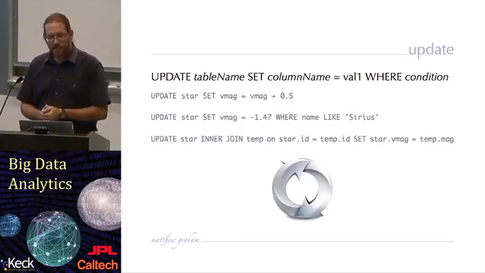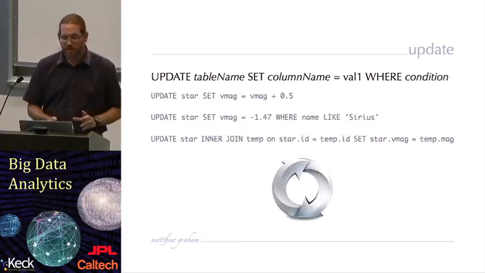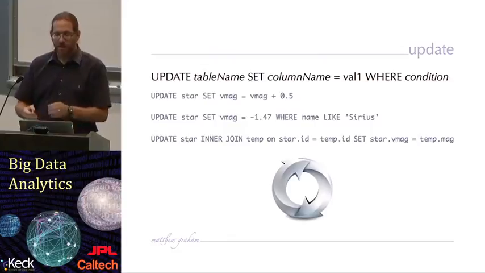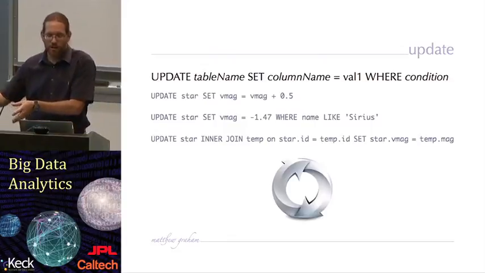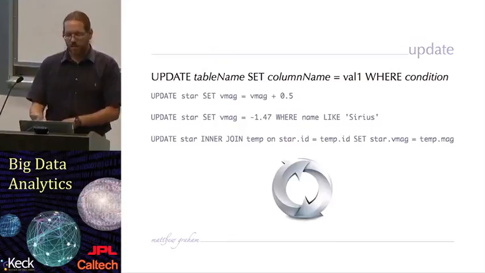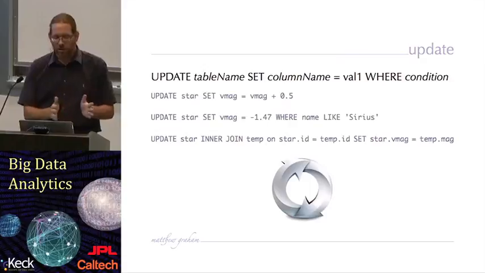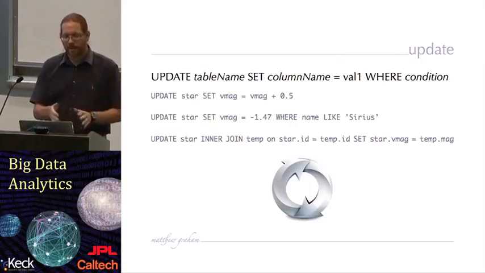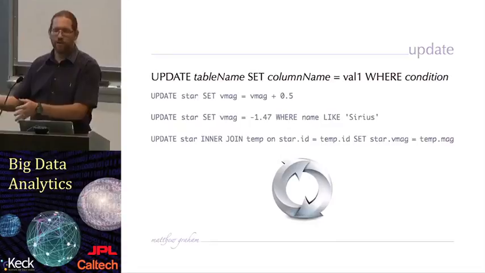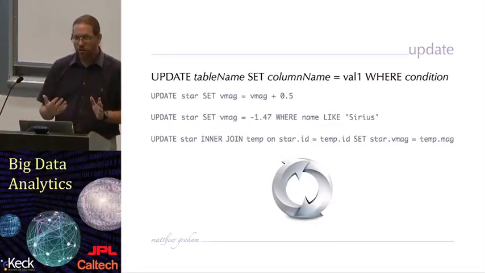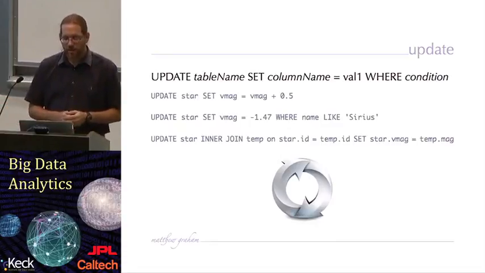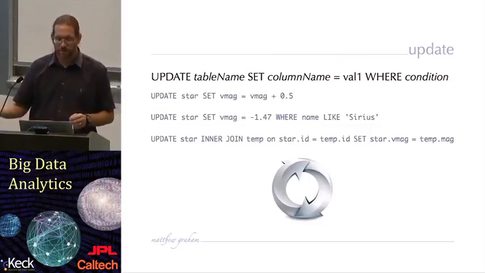Finally, the update statement. If I want to update information in my database, I can do update table name, and then I set the column value to a value name where condition is met. So update star, if the V magnitude is wrong by an offset, I can do a global update by saying update star set V magnitude equals V magnitude plus 0.5. I can do an individual entry. I'm going to change the V magnitude for the row where the star is called Sirius. Update star set V mag equals minus 1.47 where name like Sirius.